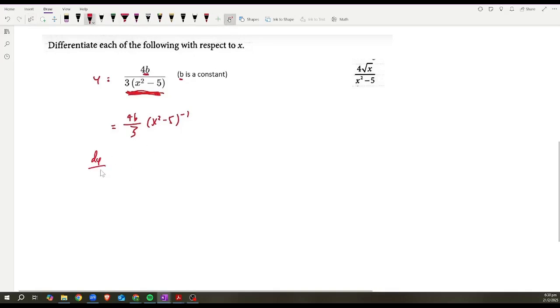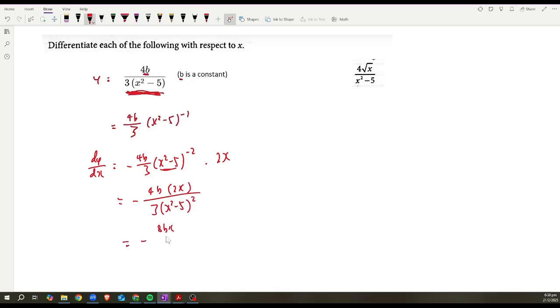Okay, so dy dx equals, you bring down the negative 1, x squared minus 5, and then you subtract 1 from the power. And then you differentiate the stuff inside the brackets, and then you multiply outside. You differentiate x squared minus 5, you get 2x, so you just multiply that here. And then just simplify the expression. 2x will be multiplied on top, x squared minus 5 squared will go below. Okay, this is what you will have differentiating by chain rule.